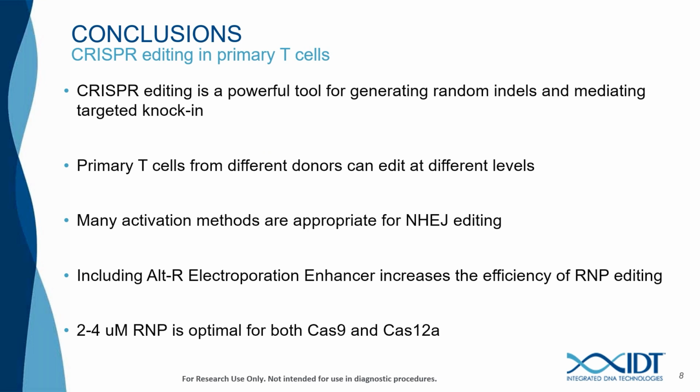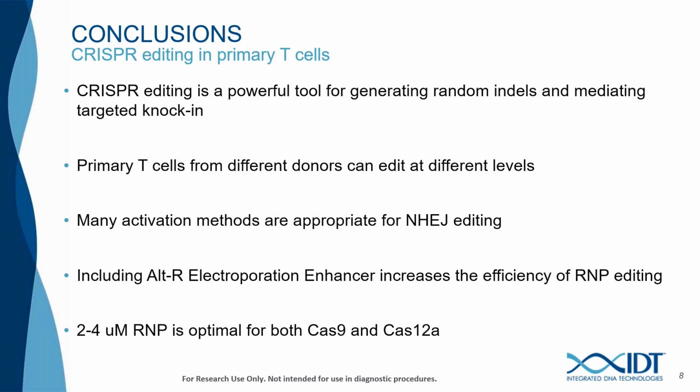And so all of that was the important pre-work that was required to establish reliable editing efficiency in primary T cells, which we now consistently see at 80% editing efficiency and 80% cell viability with electroporation.